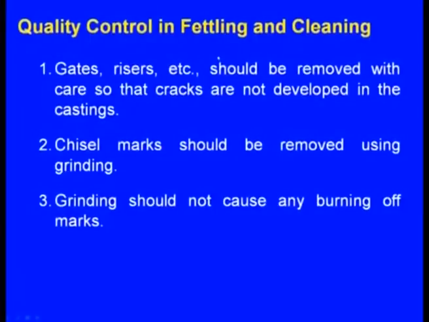Next one, quality control in fettling and cleaning. What is fettling? Fettling means we break the sand and take the casting outside. Then the casting will have the gating system, the riser, the sprue, everything attached. These are not parts of the casting. We do not want this. So, the sprue, the runner, the gating system and the riser must be removed from the casting. That operation is known as fettling.